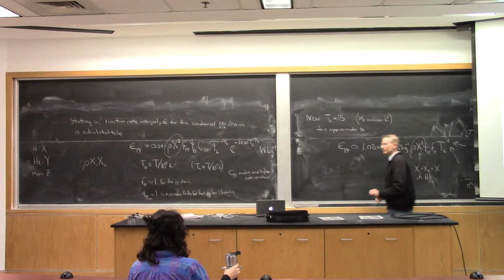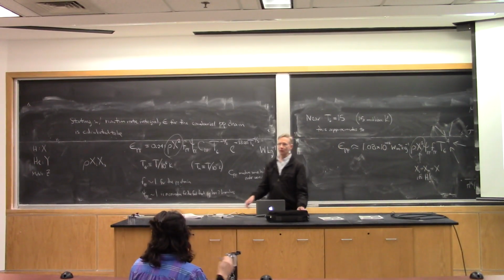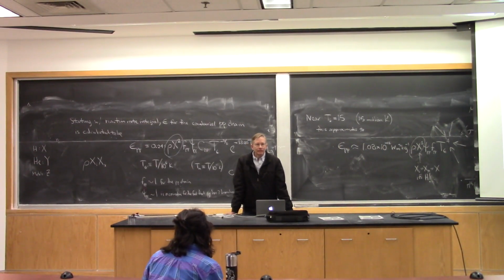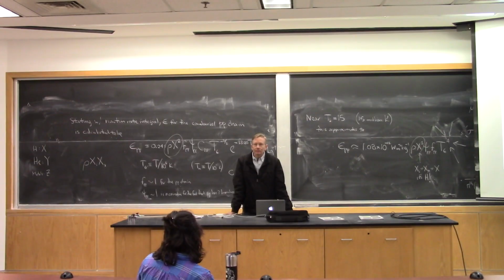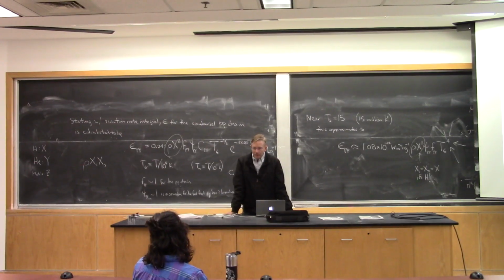And it's T6 to the 4th power. So, if you change the temperature a little, the reaction rate increases a lot. It goes like temperature to the 4th power. Nuclear reaction rates are very sensitive to temperature. The temperature to the 4th power is very sensitive.